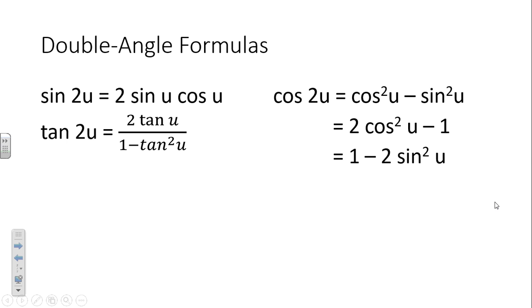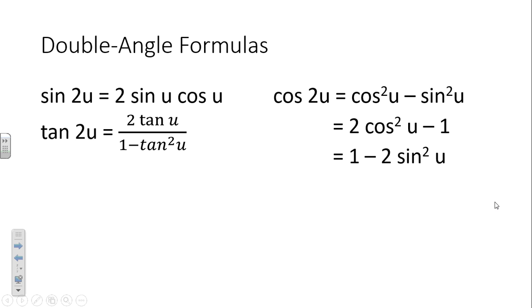The cosine of 2u is either cosine squared u minus sine squared u, or 2 cosine squared u minus 1, or 1 minus 2 sine squared u. So you're going to pick the one that's going to work the best when you're working these out. Okay, you're working with cosine. All right, everybody's got them written down?